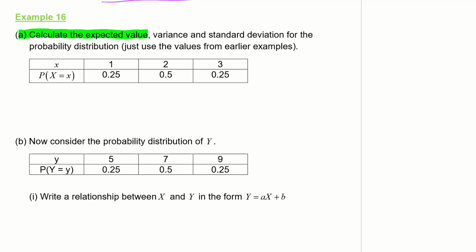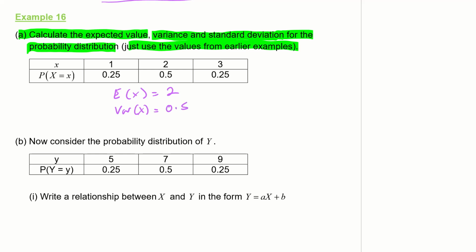Calculate the expected value, variance and standard deviation for the probability distribution. Just use the values from earlier examples where we know that the expectation of x is 2. The variance of x was 0.5, and the standard deviation of x is the square root of 0.5, which is 0.707 to 3 decimal places.